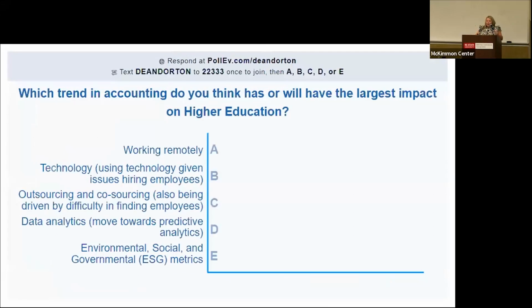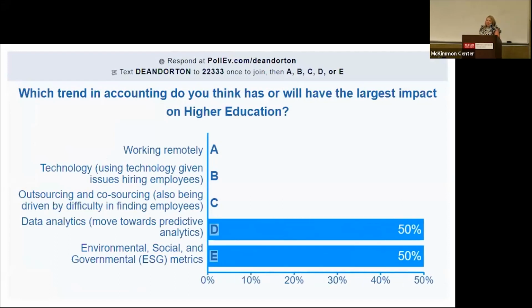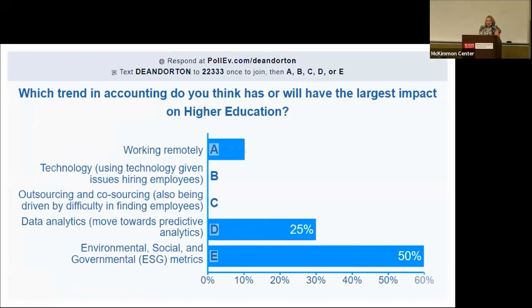All right, first polling question. 22233 into the 2 line. And then here's the question. Which trend do you think has or will have the largest impact on higher education? We'll give everybody a minute here to respond.